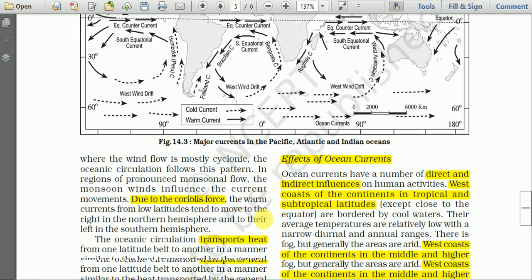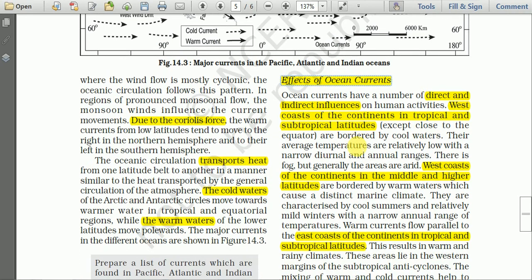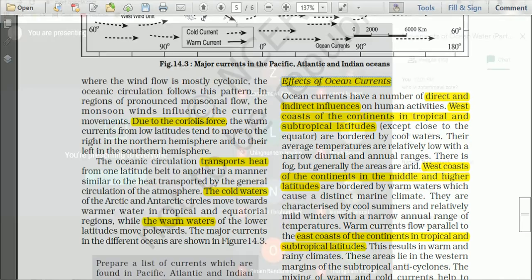Now let us read about the effects of ocean currents. What are the effects of ocean currents on human beings?